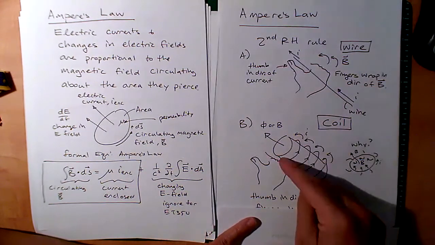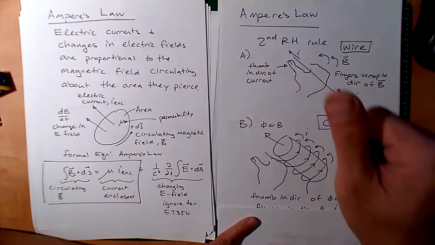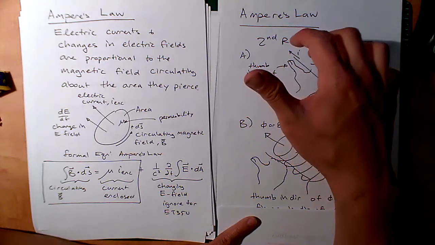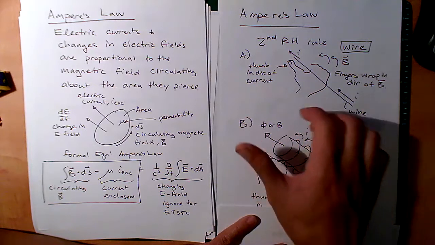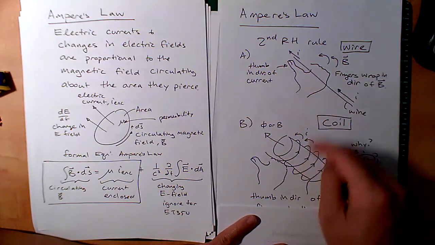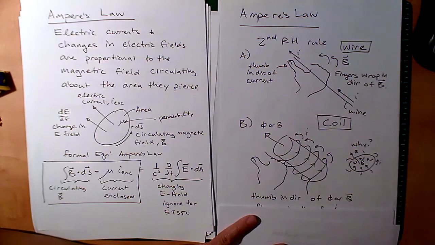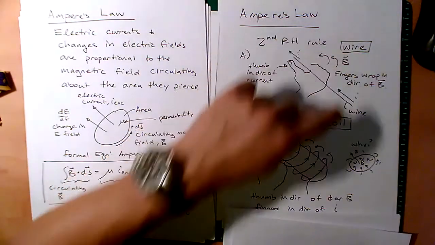Notice the difference here. This is for a wire, where the thumb is the current and the fingers are flux density. Here's for a solenoid, where the thumb is flux density and the fingers are current. Be very careful about the differences. You should have seen this in physics, but we're seeing it again. This is for a wire, this is for a coil.